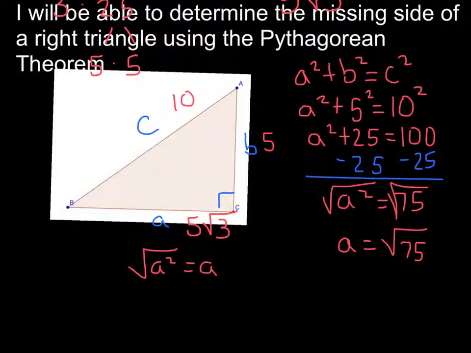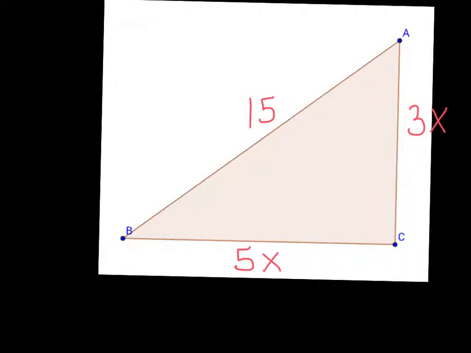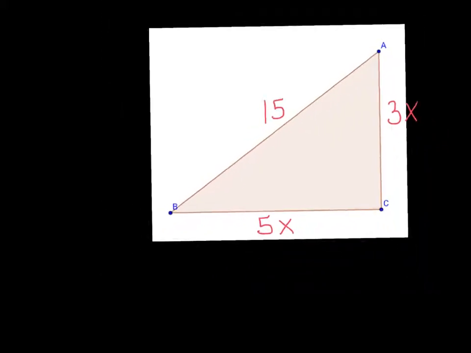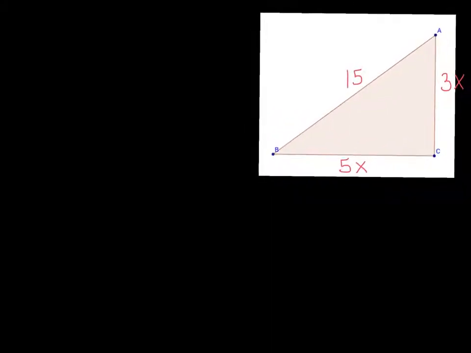Okay, let's try a few more examples or problems, but let's use expressions for the sides rather than just numbers. So in this particular case, we're being told in this right triangle that the hypotenuse is 15, side B is 3x, and side A is 5x. And so we want to solve for x, would be the goal in this particular case. So if we're solving for x, let me get a little bit more room here. We're going to go ahead and use the Pythagorean Theorem to do that.